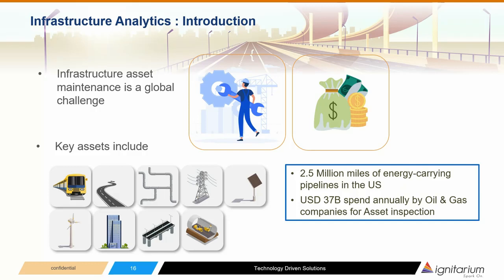If you look at the images on the left, these are some of the key infrastructure assets of interest. They include roads and rail tracks, pipelines and canals, power and cellular transmission towers, solar farms, wind turbines, buildings, bridges, tunnels. A fairly diverse set, as you can see, with the common denominator being that all of them are extremely expensive to maintain.